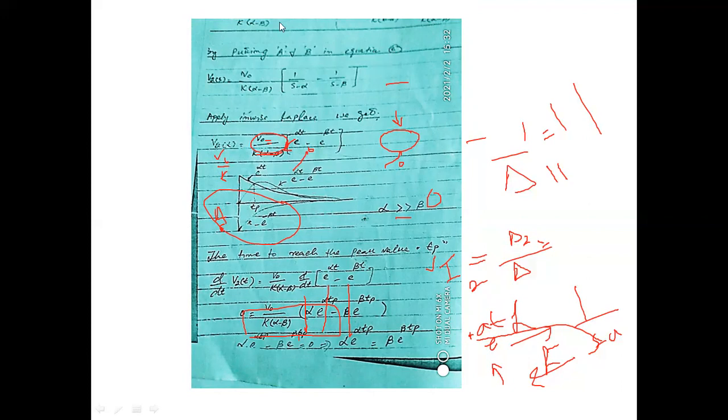Now how will this curve actually occur? This is e raised to power alpha t, so draw e raised to power alpha t, so we will get this. And now e raised to power minus beta t, minus means on the negative side, so we will also write the equation like this.